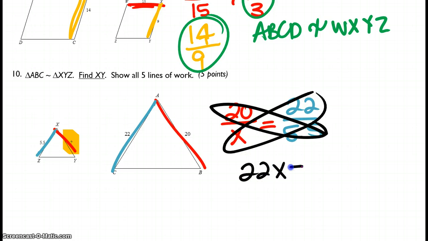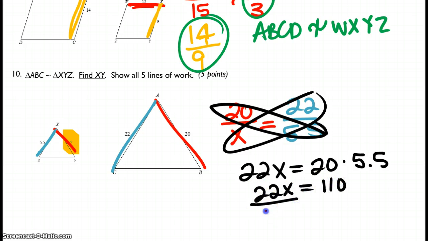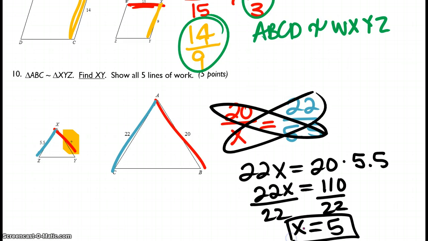So I have 22x equals 20 times 5.5, and 20 times 5.5 is 110. So I have 22x equals 110. Divide both sides by 22, and I'm left with x equals 5. Make sure when you're doing this on your test, you show me all of this work. Super important.